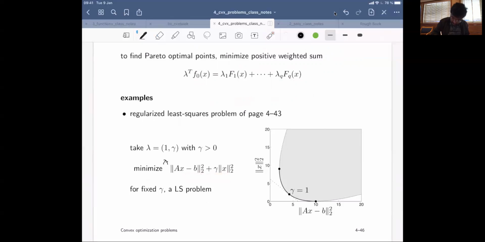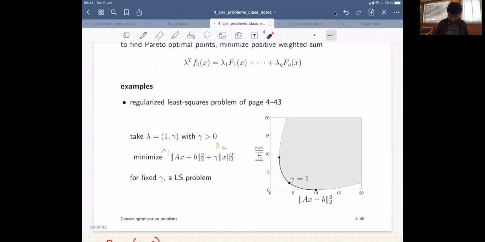Lambda 1 and lambda 2 here, and just scale it, right? So gamma will be lambda 2 by lambda 1. So now in this case my lambda is 1 r.